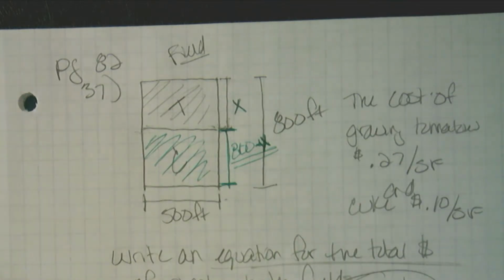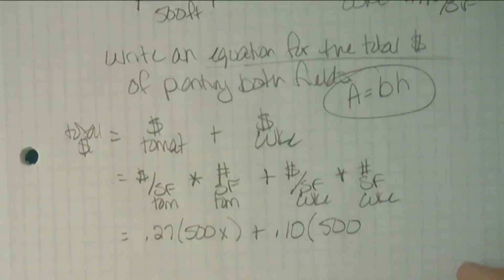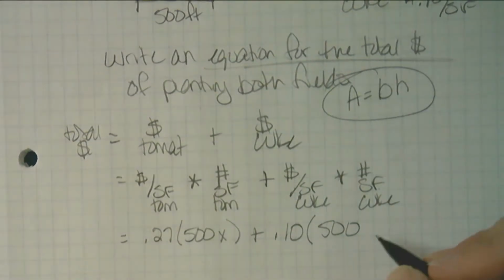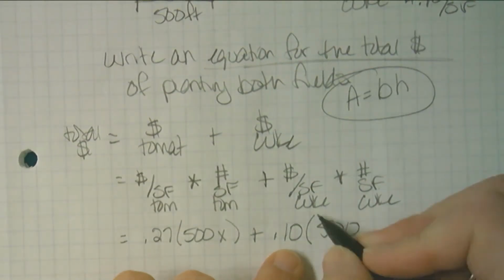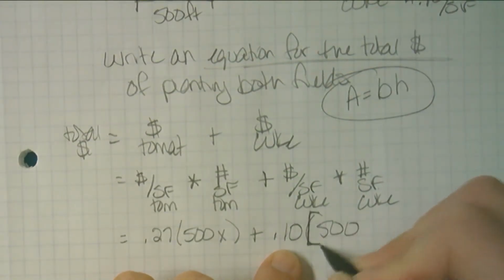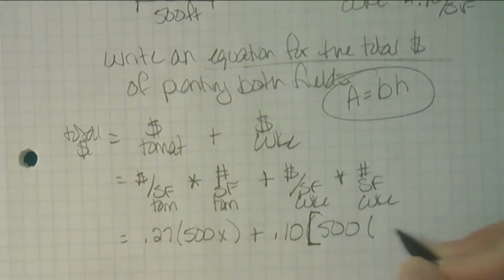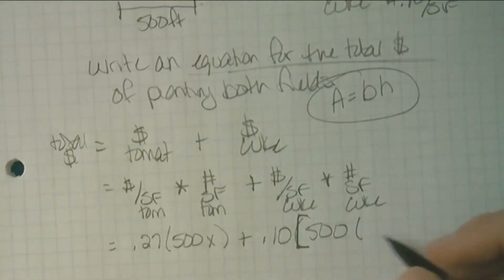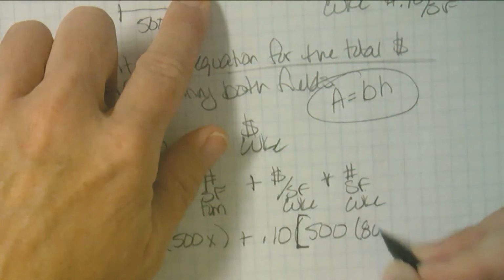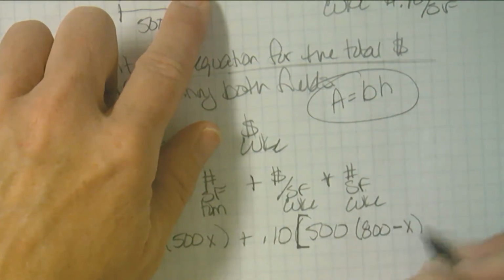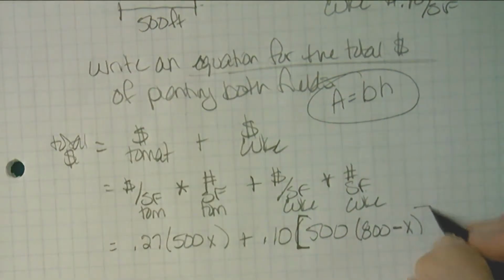Maybe, yeah. Okay, so now it's going to be 500. So I'm going to multiply. So this is 500. I'm going to do a big bracket here because I have to do parentheses in here as well. So 500 times the quantity of 800 minus X. I have to multiply that.